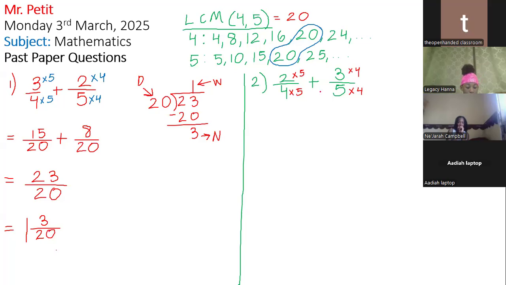Then we go 4 times 5 is what? 20, very good. And 2 times 5 is? 10. Plus, all over, 3 times 4 is what? 12. And 5 times 4 is? 20, very good. And so we have 10 over 20 plus 12 over 20, which gives us what?